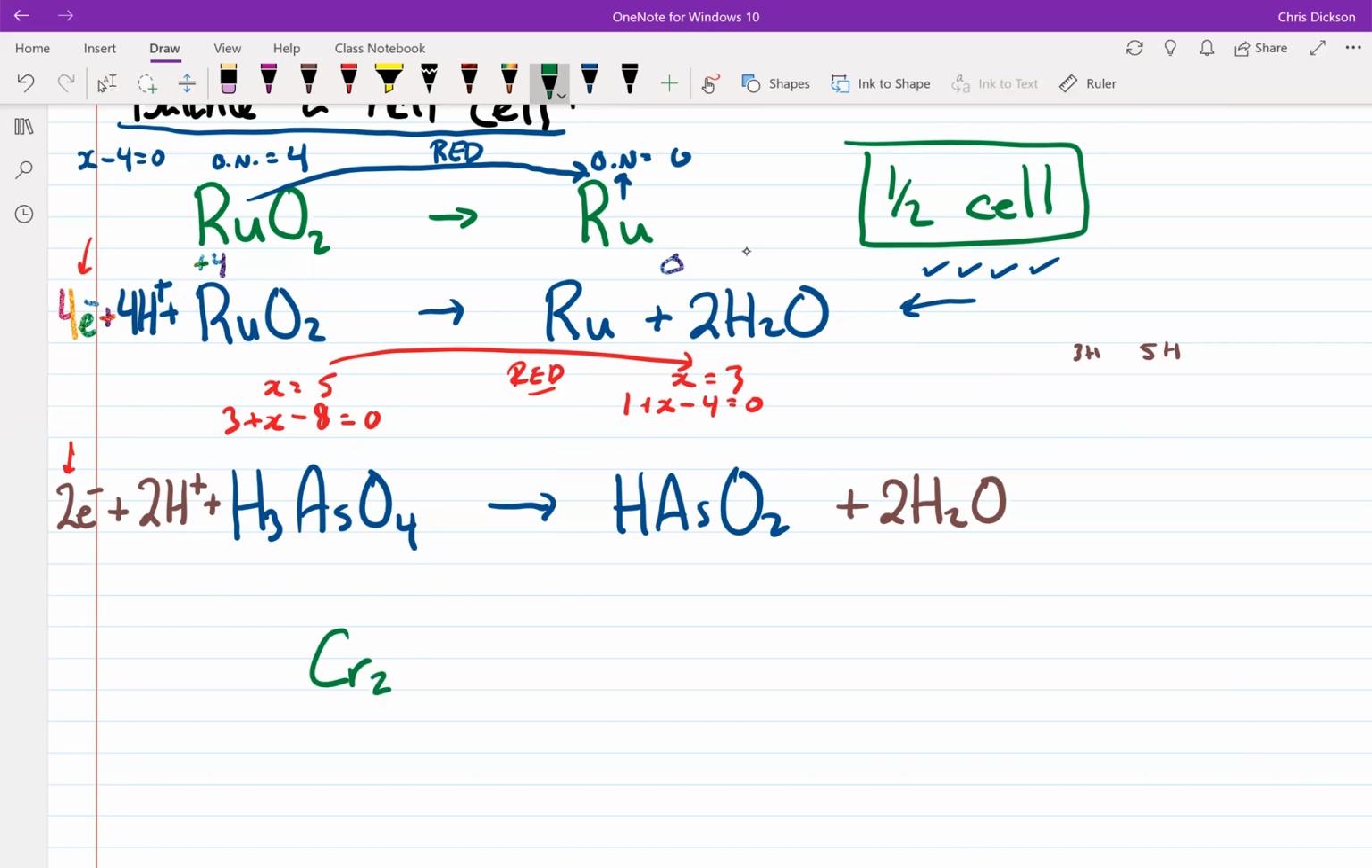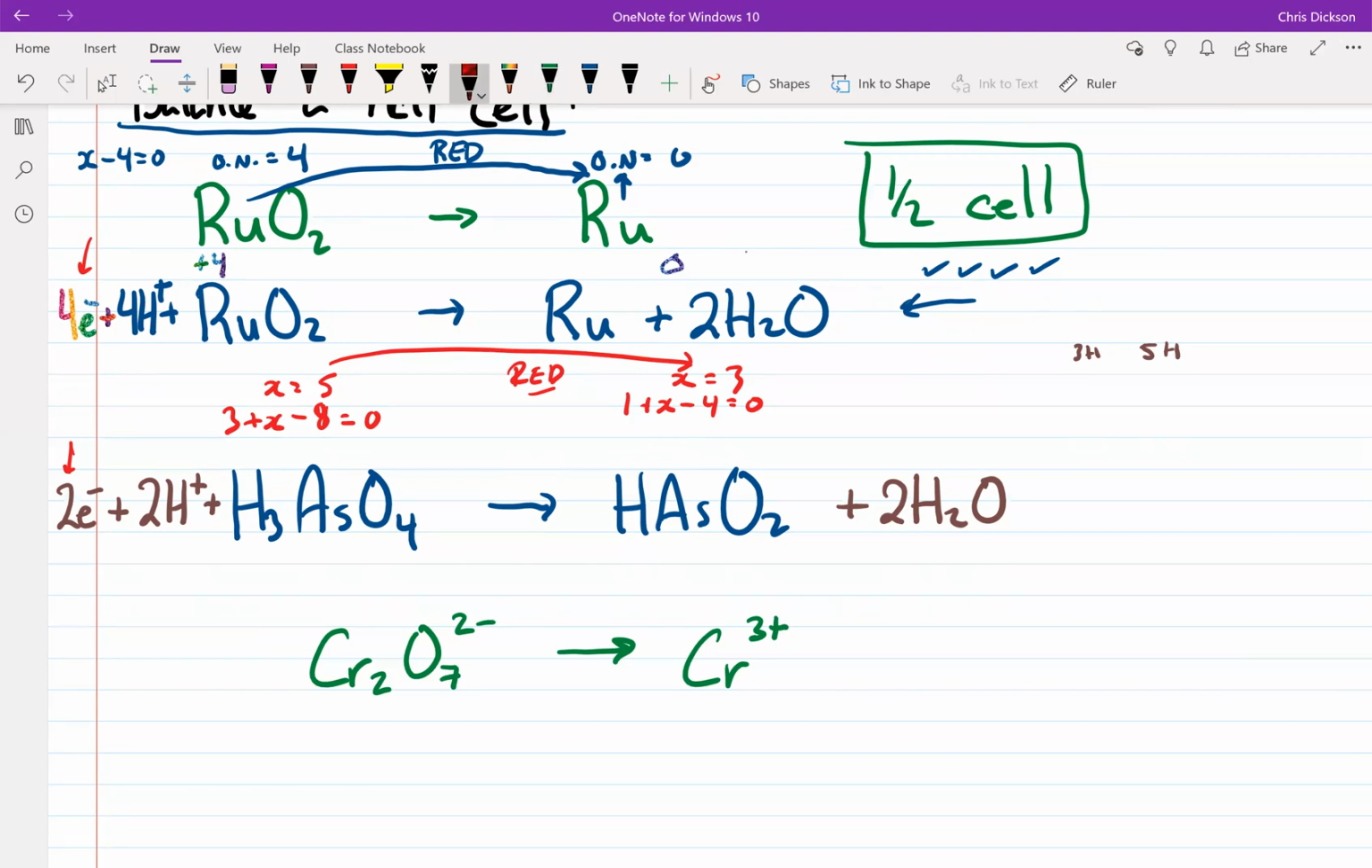So Cr2O7 2 minus, turning into Cr3 plus. Okay, so here's a situation where you'll notice that the major species isn't balanced, and if you missed that, you could probably see how easily you could go wrong after that. Like for example, you might say, oh, let's balance out the oxygens by adding 7 waters, but you have to balance the major species first.